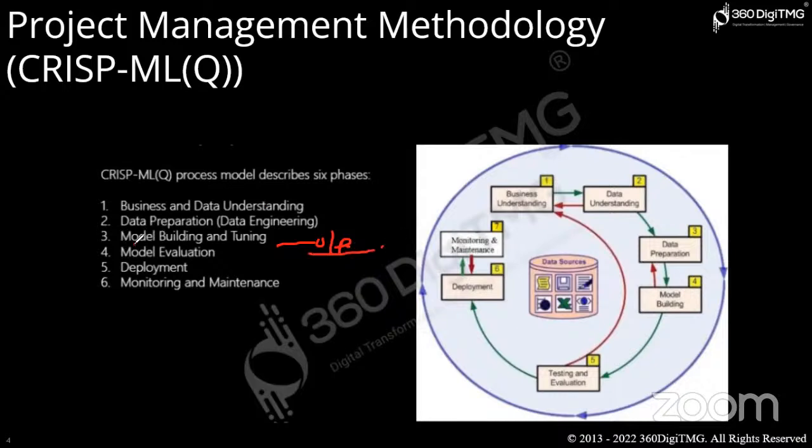So in the third phase, we'll be doing the model building. And if you have any overfitting or underfitting issues, in that case, we have to tune that particular model so that we can get better accuracy. So in the third phase, we'll be doing the model building, and then we'll have the model evaluation.